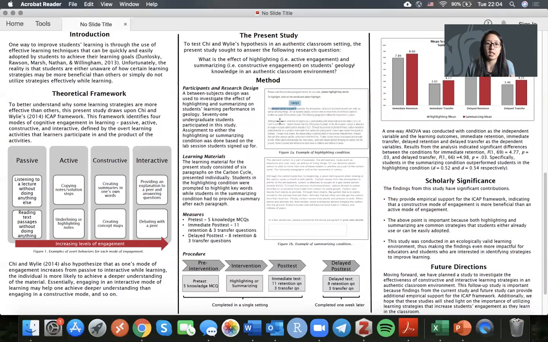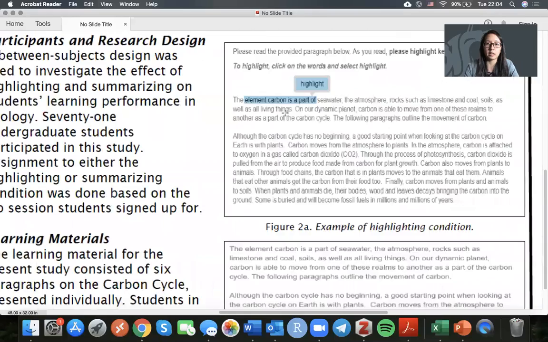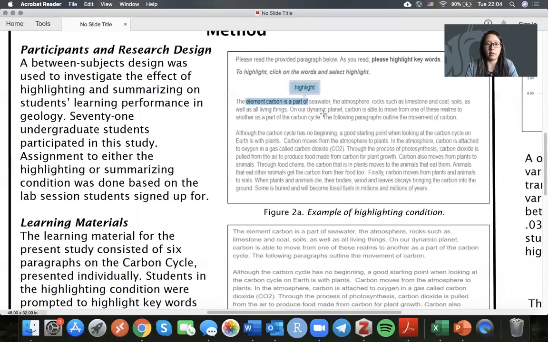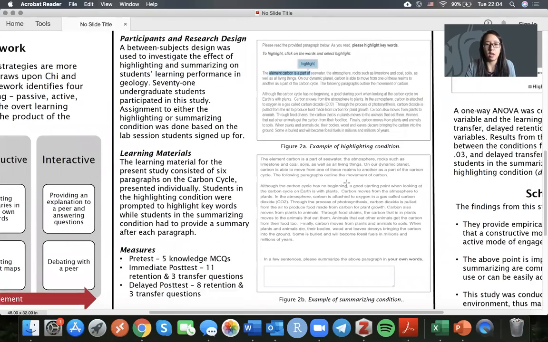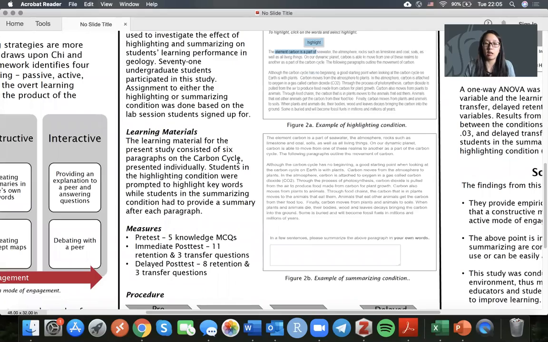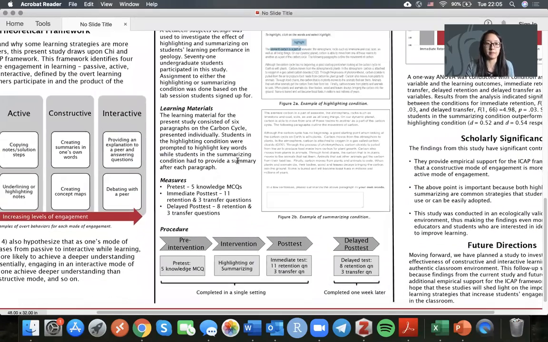Students in the highlighting condition were prompted to highlight keywords, and you can see over here how they were prompted. Students in the summarizing condition were asked to summarize the paragraphs they just read in their own words. The summaries were done after reading the paragraph, on a separate page. For the purpose of this poster, we put that on the same page, but just something to take note of. Everything was presented online on the computer via Qualtrics.